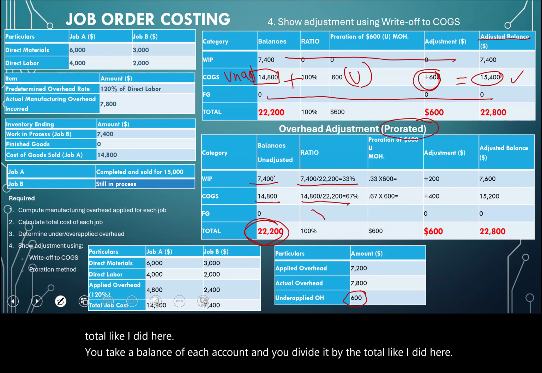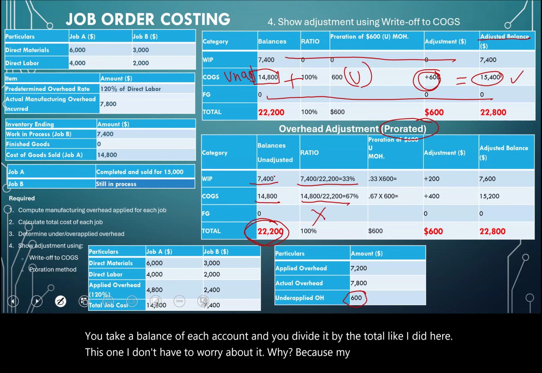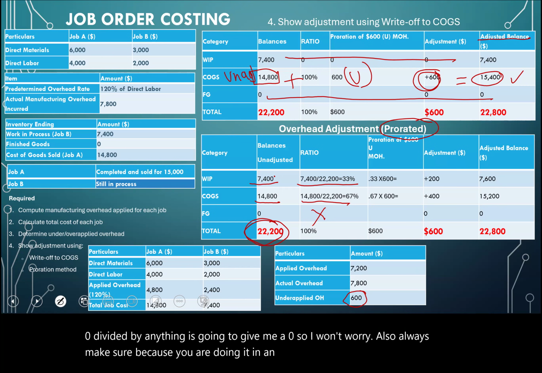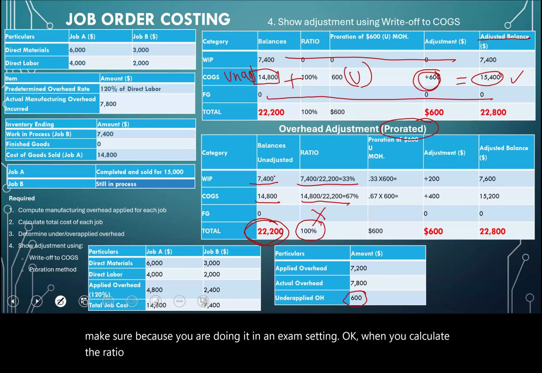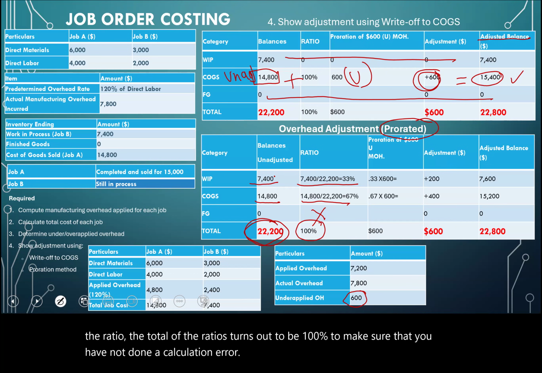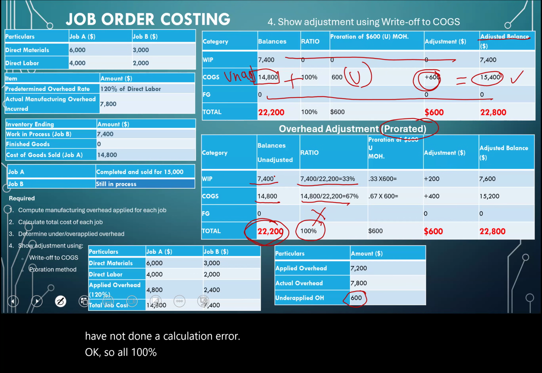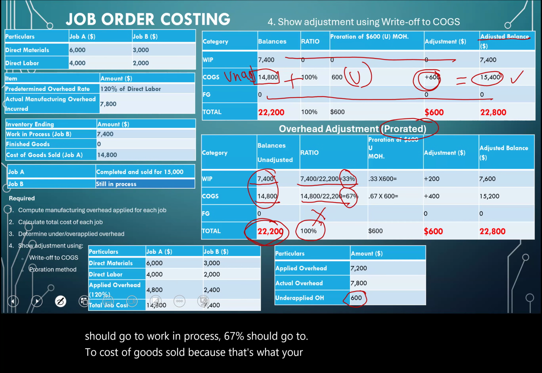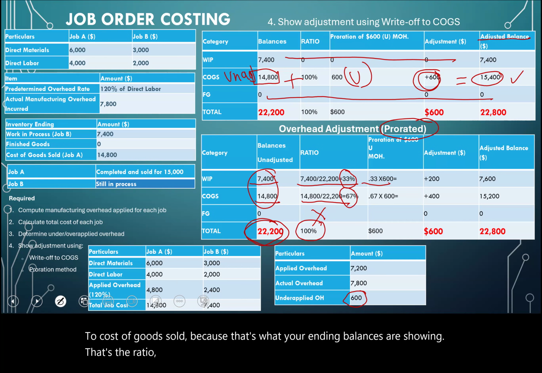This one, I don't have to worry about it. Why? Because my balance is zero. Zero divided by anything is going to give me a zero, so I won't worry. Also, always make sure, because you are doing it in an exam setting, that when you calculate the ratio, the total of the ratios turns out to be 100% to make sure that you have not done a calculation error. So all 100% is now accounted for. 33% of your underapplied overhead should go to work in process, 67% should go to cost of goods sold, because that's what your ending balances are showing. That's the ratio. Now 33% of 600 is 200, one third, two thirds is 400.